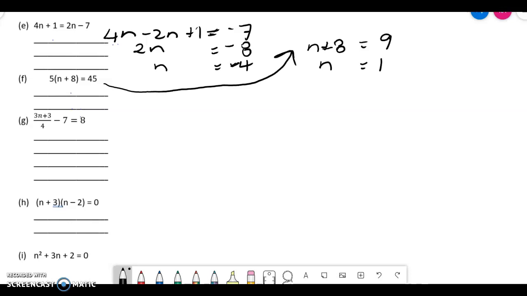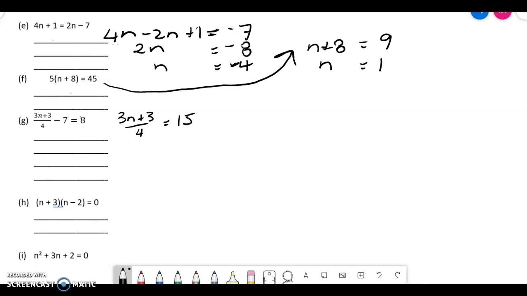For the next one here, we have all this going on, and then 7 was minused off. The last thing to happen was subtracting 7, so we're going to undo that first. So I'm going to write 3n plus 3 over 4 equals, now 8 plus 7. To undo the minus 7, take it to the other side of the equals and add 7. 8 plus 7 is 15.